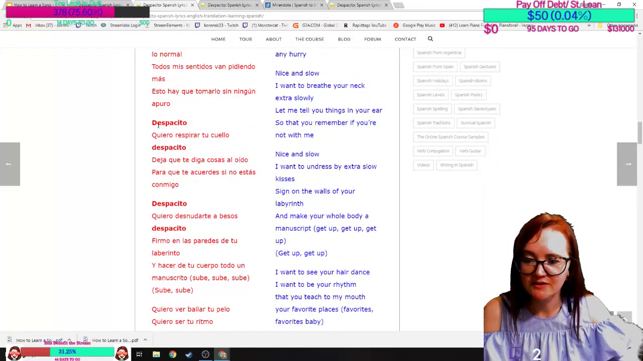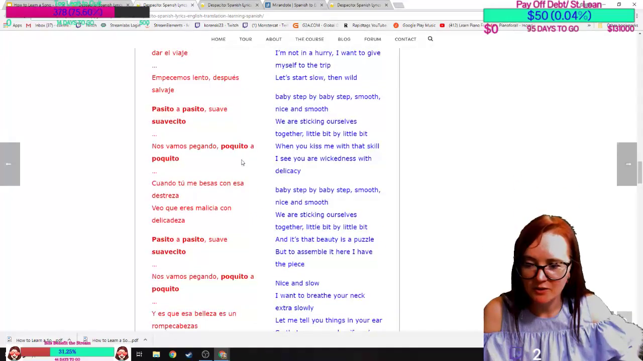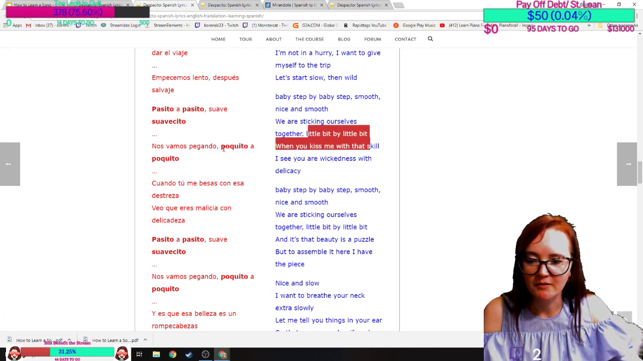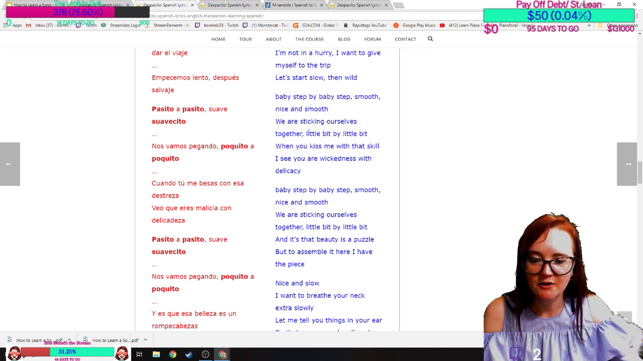And it helped me to find out, okay, Despacito meant extra slowly or nice and slow, depending on the context. And some of these other words that stand out and repeat, like poquito a poquito, meant little bit by little bit.